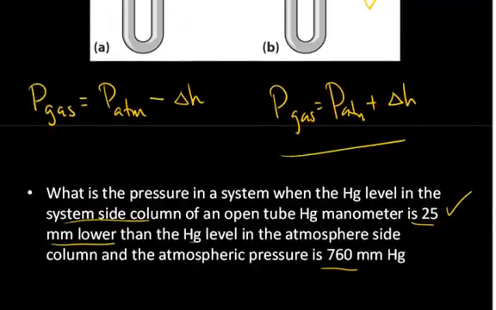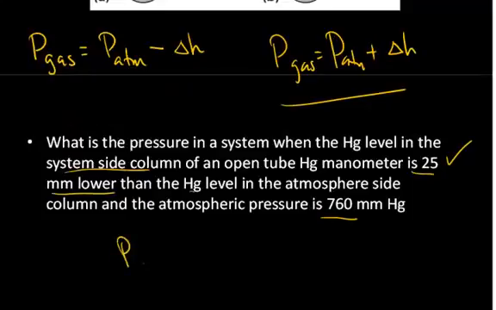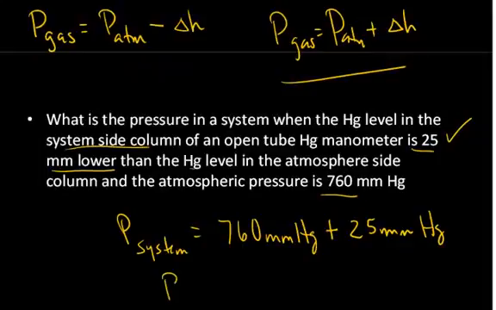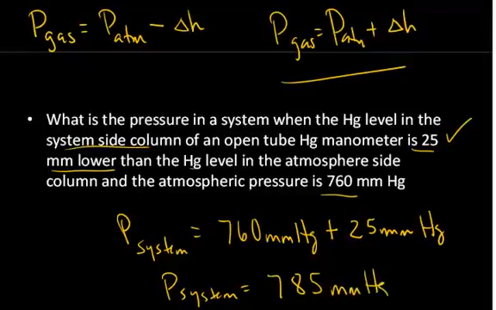So we would use this simple little equation to calculate the pressure of this particular system, which is a gas. It would equal the atmospheric pressure, which is 760 millimeters of mercury, plus the difference in height, which in this case is 25 millimeters of mercury. So the pressure of the gas, in this case, is equal to 785 millimeters of mercury, which is the same as 785 torr.